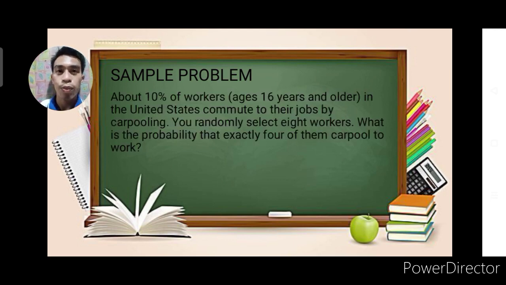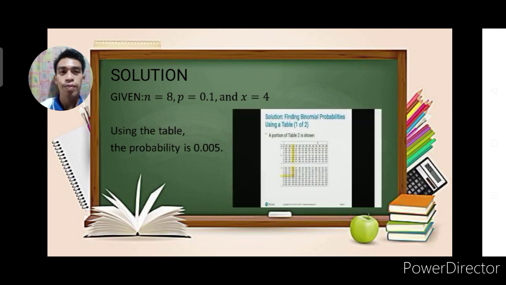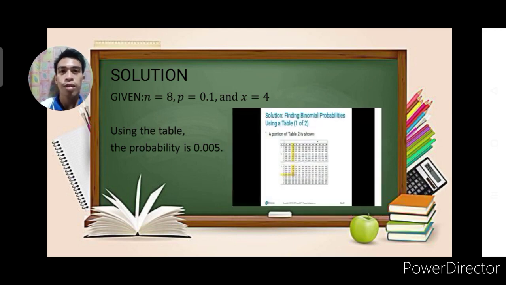Our next sample problem. About 10% of workers ages 16 years and older in the United States commute to their jobs by carpooling. You randomly select 8 workers. What is the probability that exactly 4 of them carpool to work? So we have here our solution. Given n is equal to 8, p is equal to 0.1, and x is equal to 4. Using the table, the probability is 0.005. So here is our table.